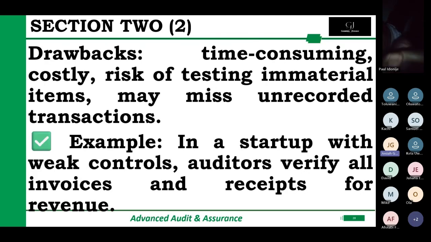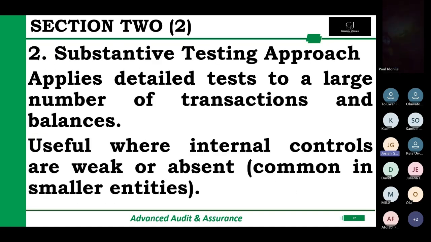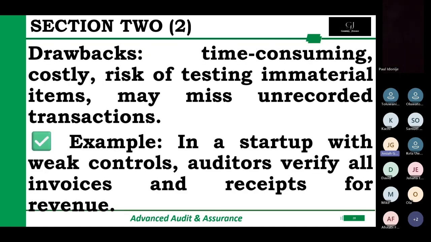The drawback of this substantive testing approach is that it's time consuming. It's also costly because of the risk of testing immaterial items, because you will not sample here, you have to test a larger population. And the risk of testing immaterial items may make you miss unrecorded transactions. An example is a startup with weak controls. Auditors need to verify all invoices and receipts for revenue. That's where substantive testing will come in, depending on the size and nature of the business.